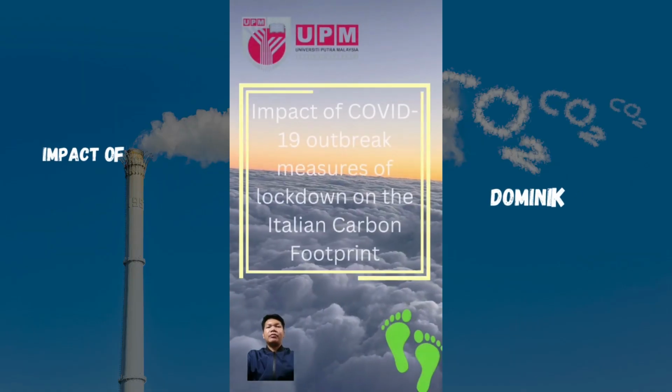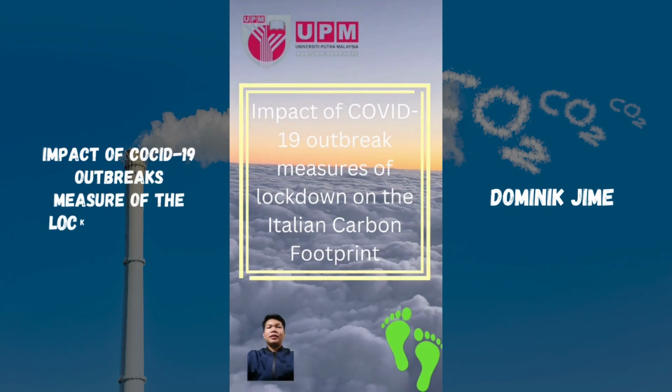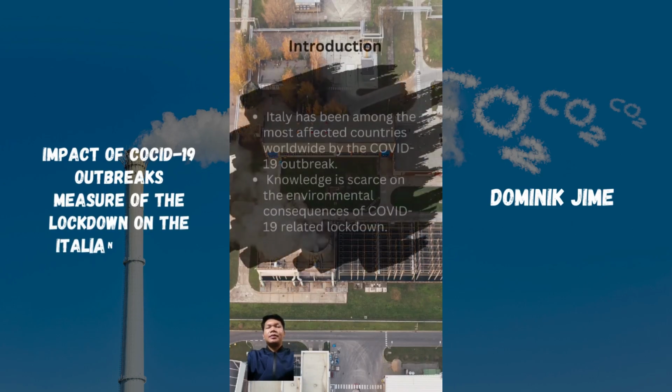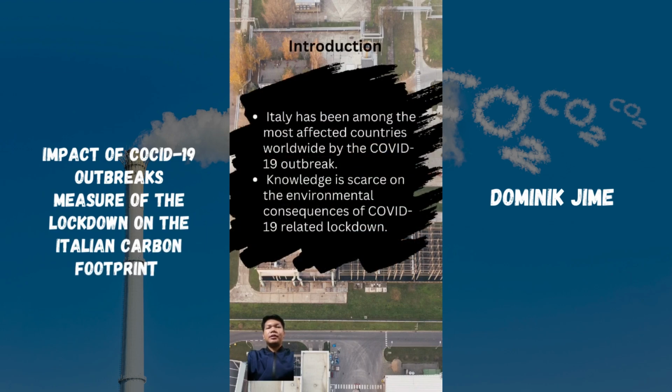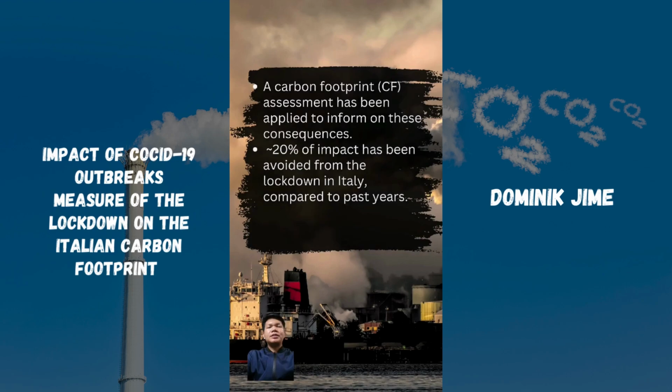Everyone, today I will share information about the impact of the COVID-19 outbreak measures of lockdown on the Italian carbon footprint. Italy has been among the most affected countries worldwide by the COVID-19 outbreak. Knowledge is scarce on the environmental consequences of COVID-19 related lockdown. Then a carbon footprint assessment has been applied to inform on these consequences. 20% of impact has been avoided from the lockdown in Italy compared to the past year.